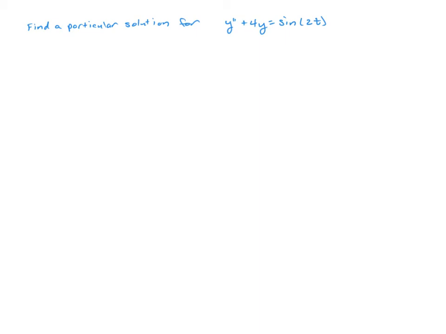Okay, so for this problem, we want to once again find a particular solution involving a trig function of sine or cosine. So first step, as always, is to go ahead and solve the homogeneous equation. So again, that's us solving y double prime plus 4y equals 0. We saw in the previous video that y1 of t is the cosine of 2t, and we saw that y2 of t was the sine of 2t.